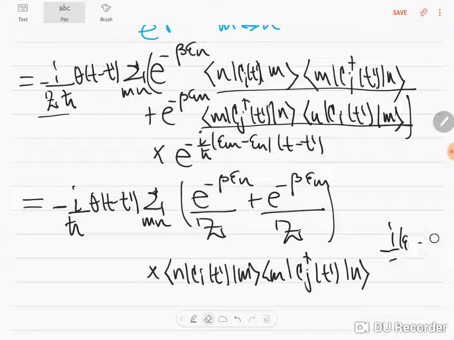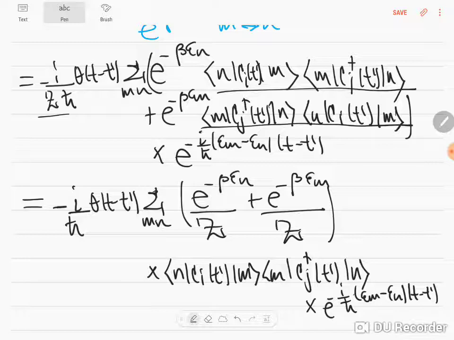Wait, I ran out of space here, like usually. Sorry about that. So, times e to the minus i over h bar (E_m minus E_n) (t minus t prime). Okay, so then this expression now looks like something. So this here is just the population of state n. This is the population of state m.